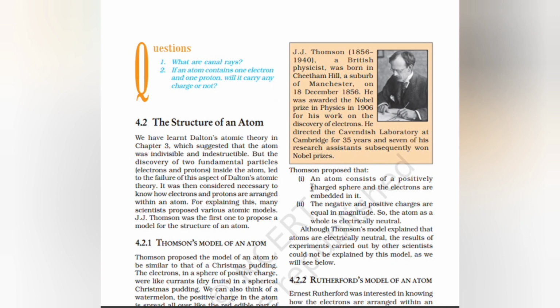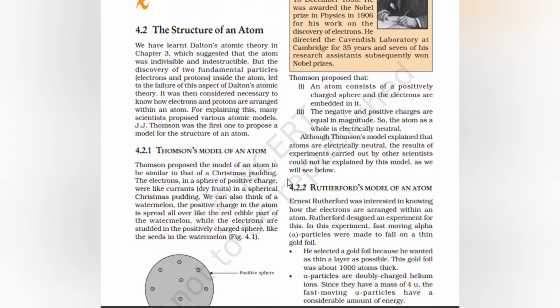Thomson proposed that an atom consists of a positively charged sphere, and the electrons are embedded in it. Negative and positive charge are equal in magnitude, so the atom as a whole is electrically neutral. Although Thomson's model explained that atoms are electrically neutral, the results of the experiments carried out by other scientists could not be explained by this model, as we see below.